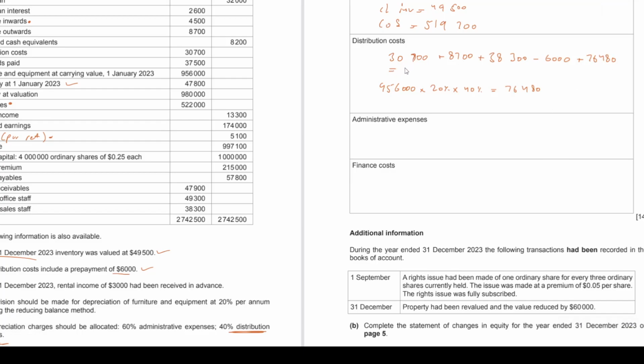If we add it all up, it comes down to 30,700 plus 8,700 plus 38,300 minus 6,000 plus 76,480. That's about 148,180.